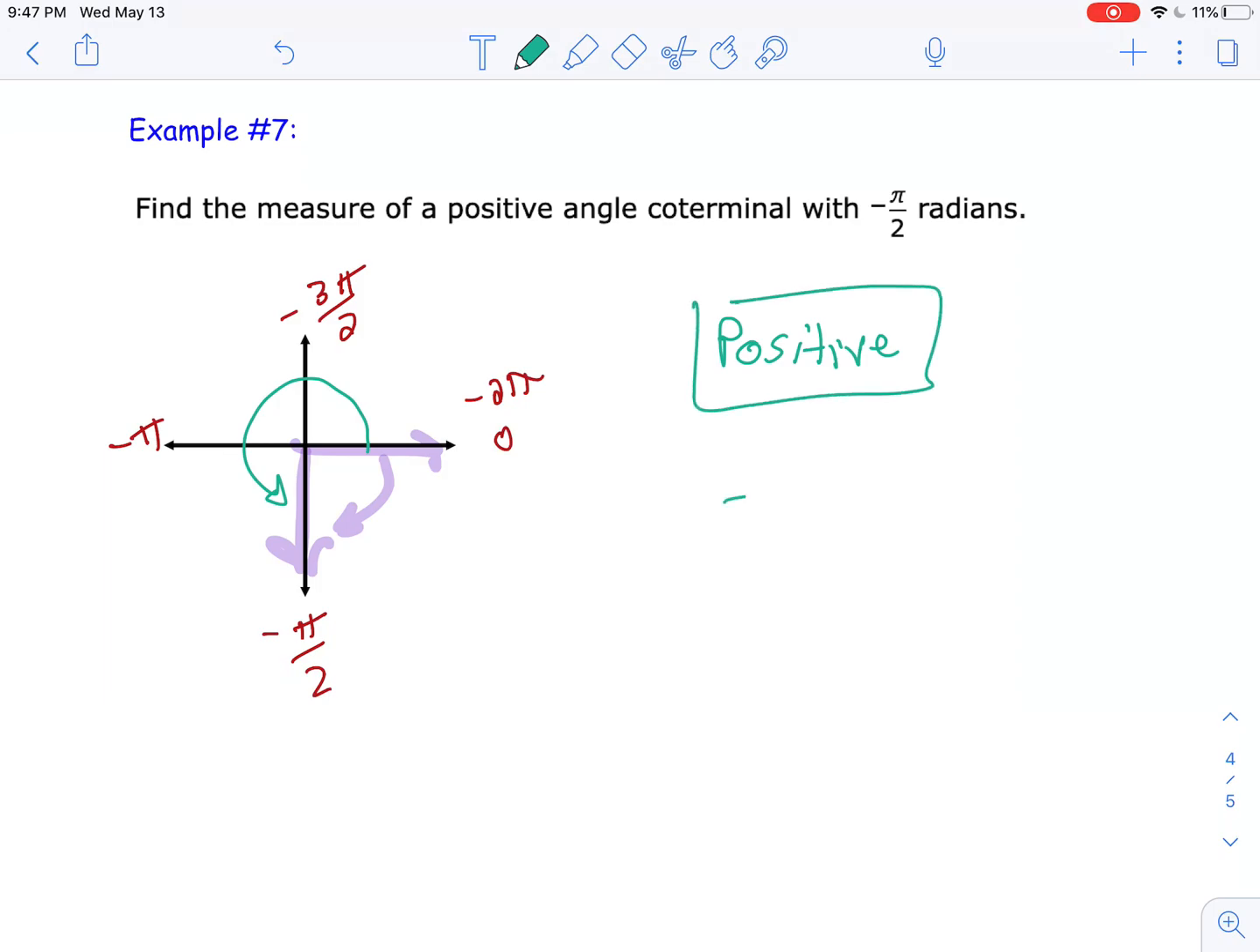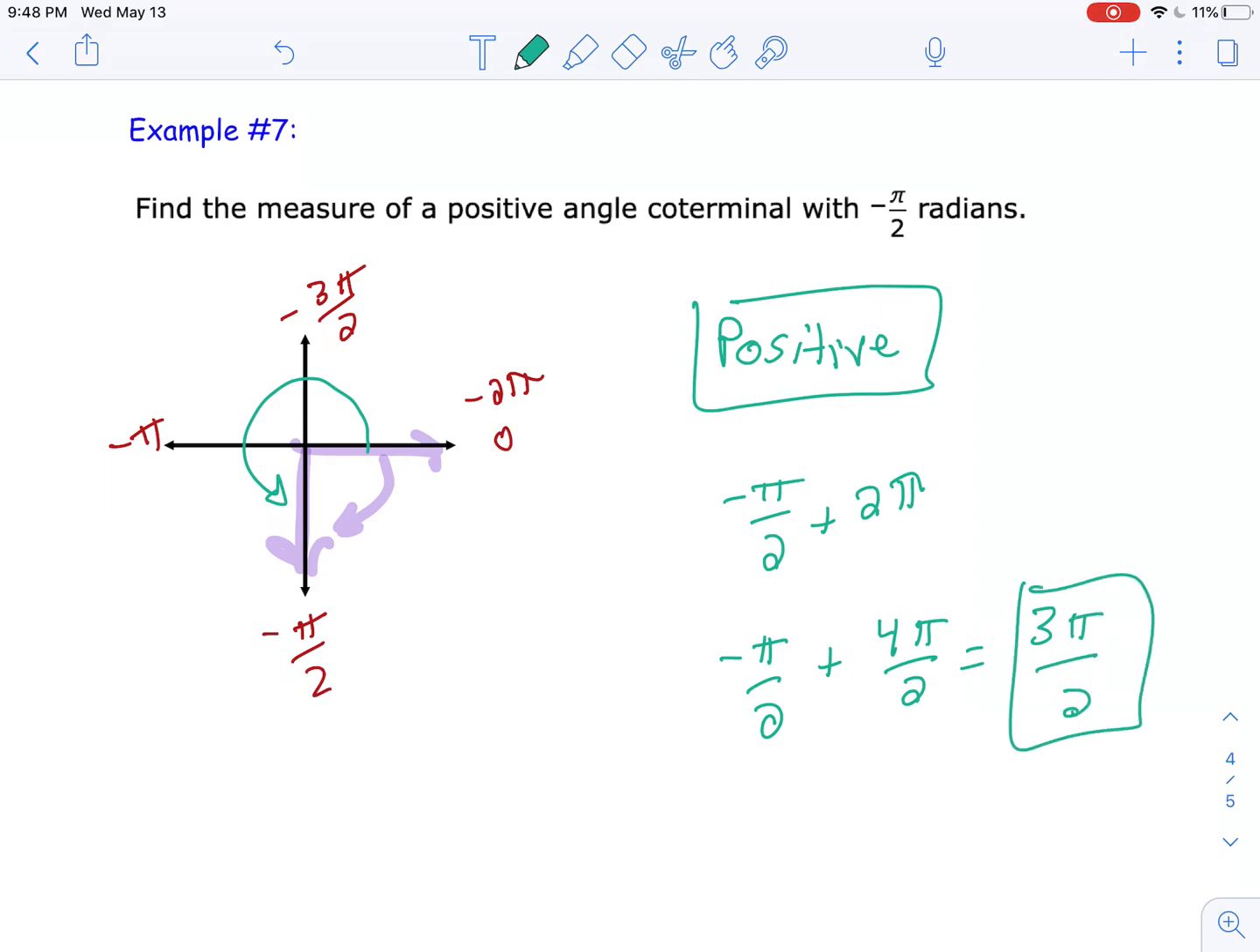So I'm going to have negative pi over 2, add 2 pi. So I'm going to get common denominators. That's going to be 4 pi over 2, which gives me 3 pi over 2. So negative pi over 2 is coterminal to 3 pi over 2.